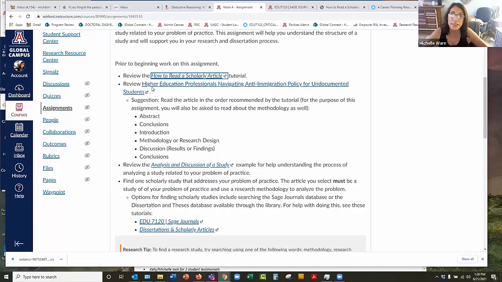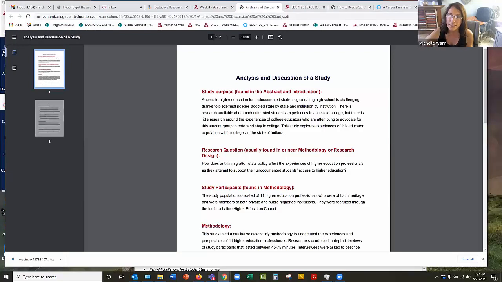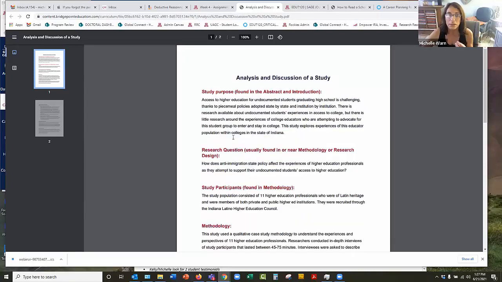And then there's a breakdown of this research. So the research is in higher education professionals looking at anti-immigration policy for undocumented students. All right. And so read that first, and don't read it in full, scan it. Don't kill yourself reading this paper. Okay. Just scan it. And then look at the analysis of that research. So I've created a breakdown of that paper. What is the purpose of the study? And this is what you're going to do. You're going to do something like this, okay? But a little more elaborate.